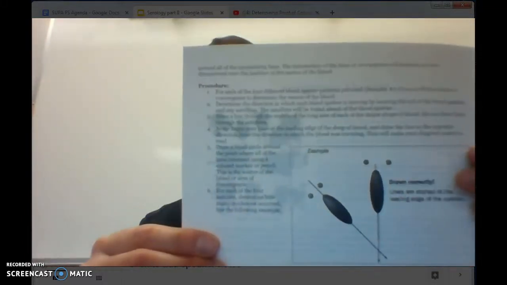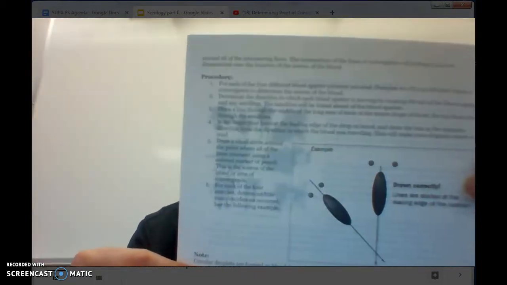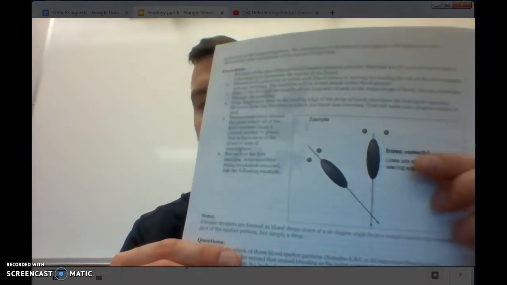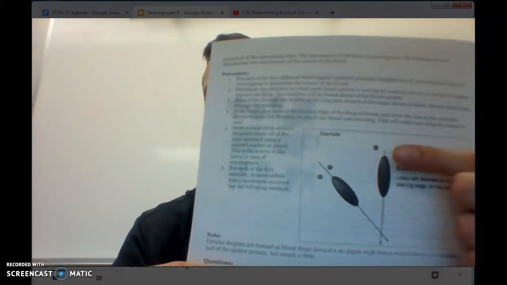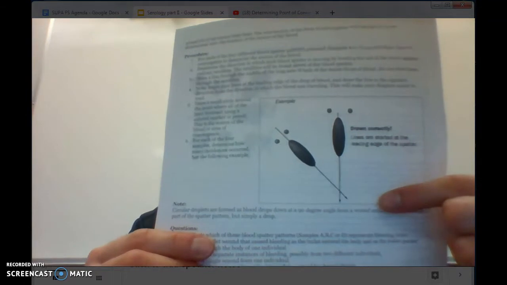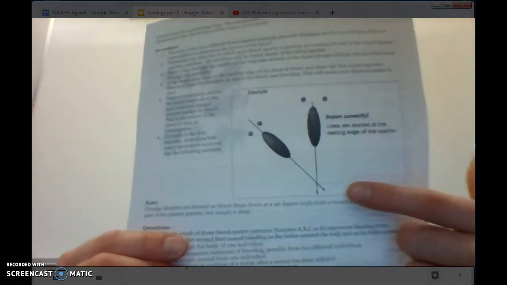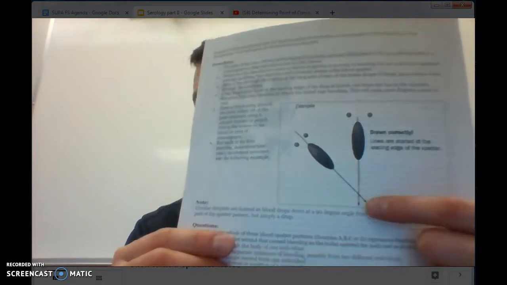Then you've got the procedures. Again, read the procedures. It's going to tell you exactly what to do. And here you can see in the example, we're going to draw a line through this blood drop and through the next blood drop. And we're going to see here where those two lines cross, that's the point of convergence. So that's where those blood drops came from.